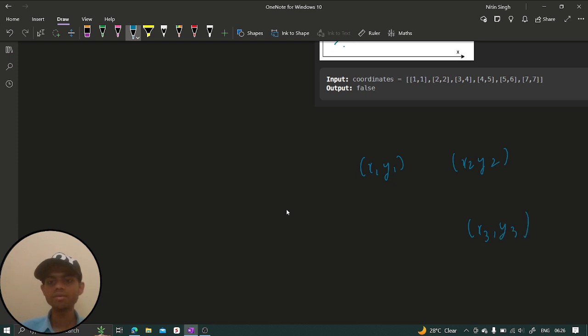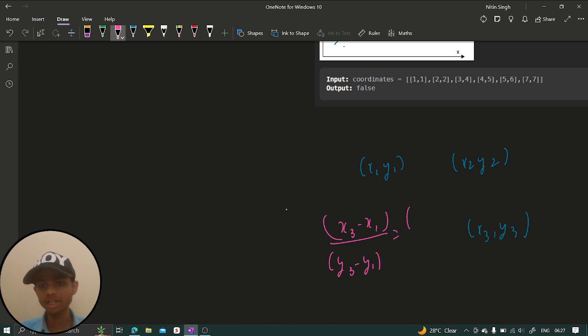Now we have to compare this point with this one. We have to check the slope between this and between this as well. So how can we do this? We are going to calculate the slope. What we were doing was saying x3 minus x1 divided by y3 minus y1, and this slope should be equal to x3 minus x2 divided by y3 minus y2. We were calculating the slope of x3 y3 with x1 y1, and x3 y3 with x2 y2, and their slopes should be the same.